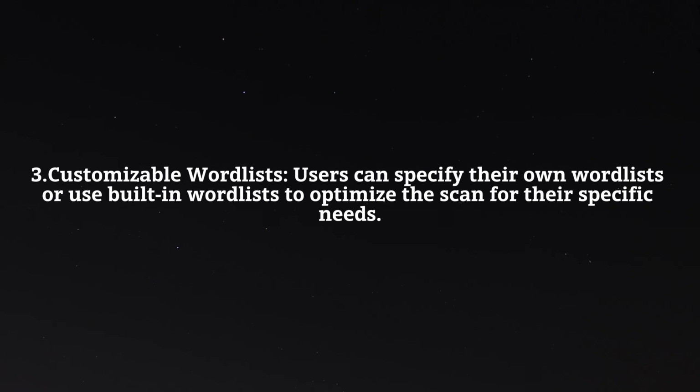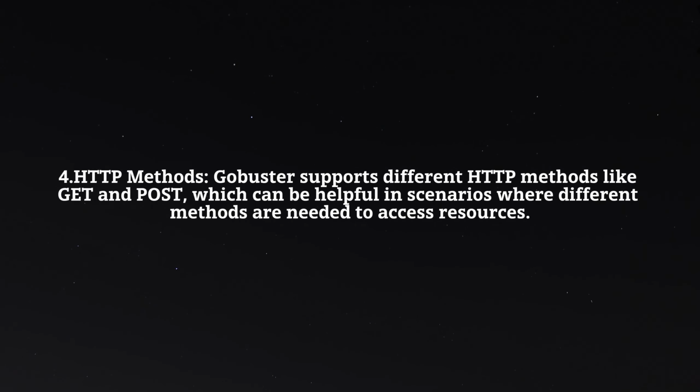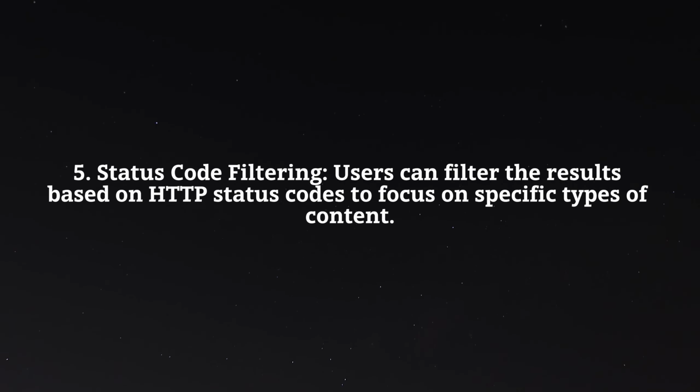3. Customizable word lists. Users can specify their own word lists or use built-in word lists to optimize the scan for their specific needs. 4. HTTP methods. Gobuster supports different HTTP methods like GET and POST, which can be helpful in scenarios where different methods are needed to access resources. 5. Status code filtering. Users can filter the results based on HTTP status codes to focus on specific types of content.